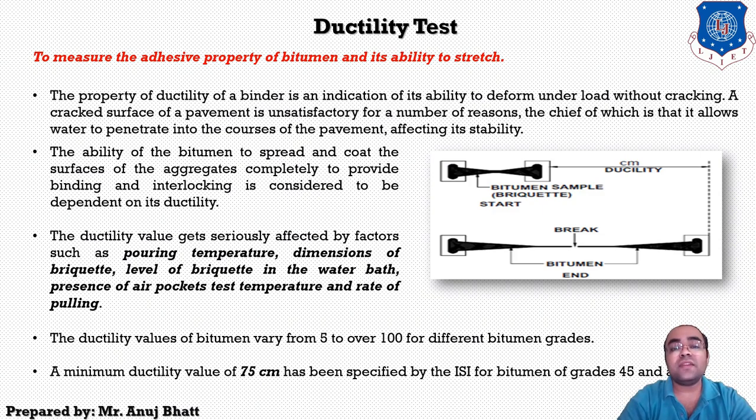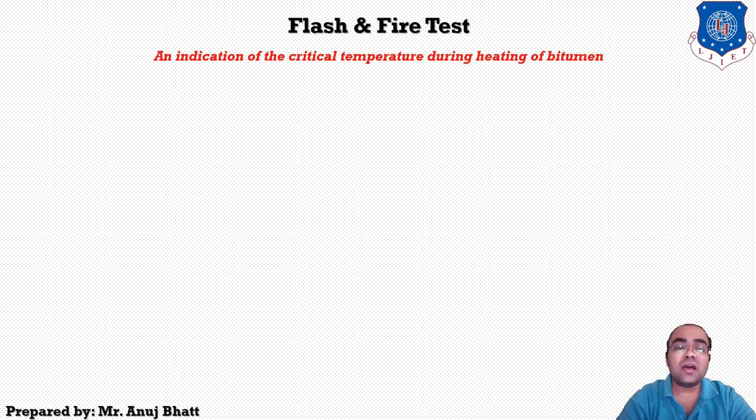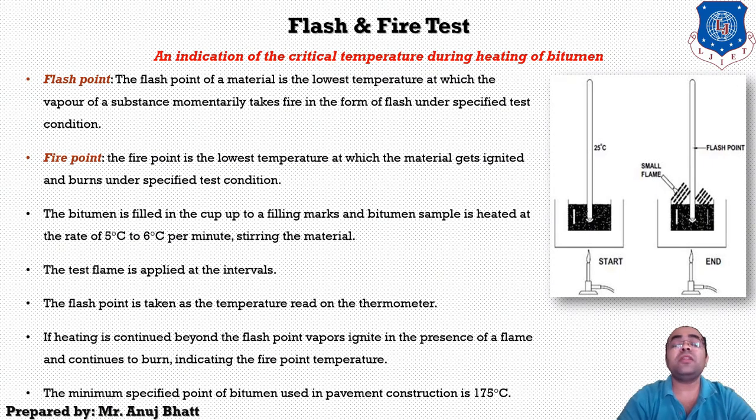So now let's talk about the next test, that is the flash and fire test. This test is performed as an indication of the critical temperature during the heating of the bitumen. The bituminous material gives off volatiles at temperatures depending upon their grades. The volatiles catch fire causing a flash, and this condition is very hazardous. It is therefore essential to quantify this temperature for each bituminous grade, so that paving engineers, that is the transportation engineers, may restrict the mixing and application temperatures.